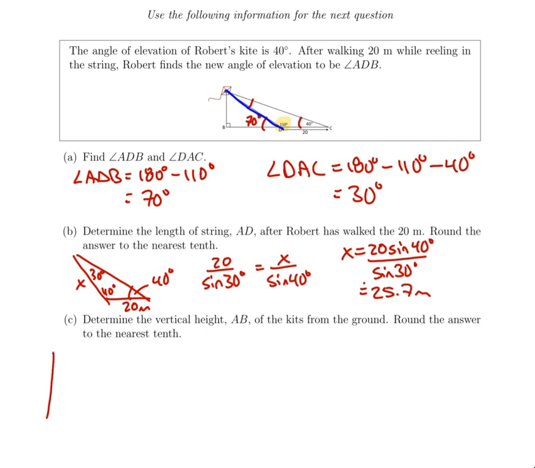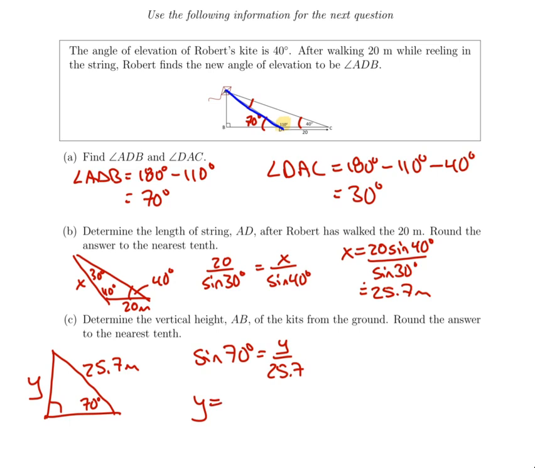Okay, so now I can focus my attention just on this one triangle here, this smaller triangle to the left. It's a right angle triangle. I know that this hypotenuse is now 25.7 meters. What I want to figure out is the height of that kite. But in that triangle, I know that bottom angle. I know the hypotenuse. I'm looking for the opposite side. That is the sine ratio. And so that's going to be y over 25.7.